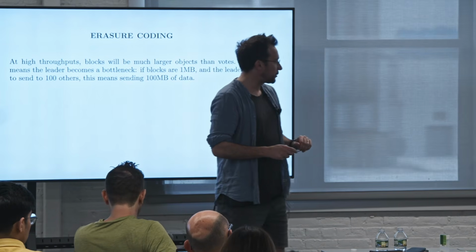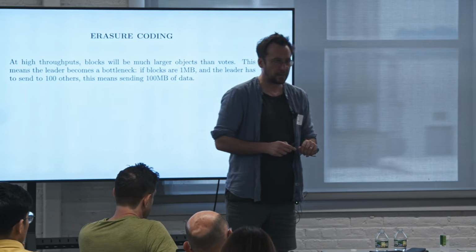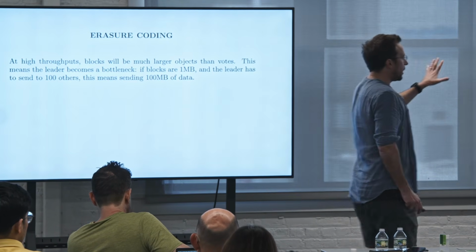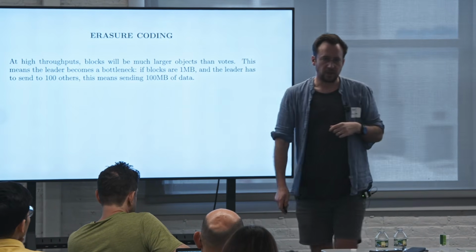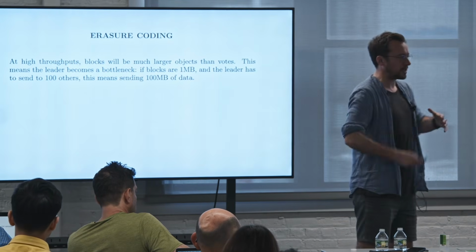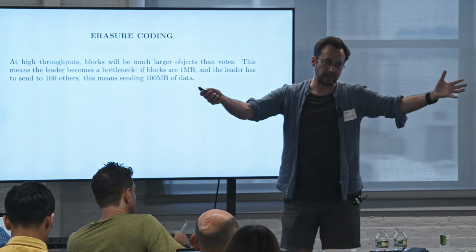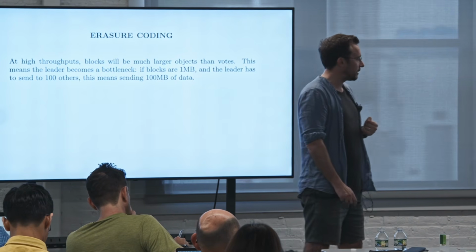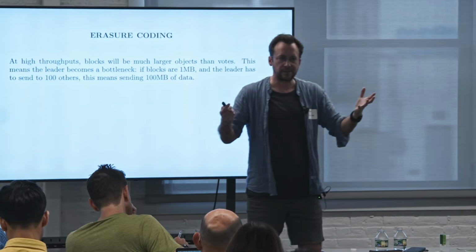Okay, so just briefly then, I'll talk a bit about erasure coding. I have to try and make this fit into time. The idea here is at high throughputs, blocks are going to be much larger objects than votes. This means the leader is going to become a bottleneck because they've got to send all these blocks out to all the other processors. So with blocks of 1 megabyte, if the leader has to send to 100 others, that means sending 100 megabytes of data.